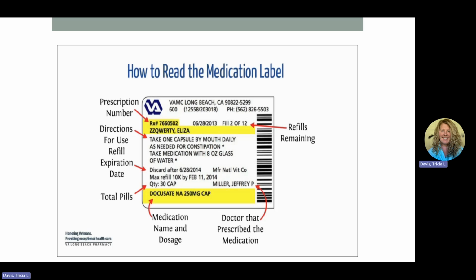This is an example of a medication label that you will probably see more so in an outpatient setting. So this is what a medication label would look like if you picked up your prescription from Walmart or CVS or something like that. So we don't typically see all of this per se in the hospital setting because it's just usually single doses, but this is something that you would see in the outpatient setting. So you have your prescription number, the patient's name, any directions for use. So take 1 capsule by mouth daily as needed. And then here's some special instructions. Take medication with an 8-ounce glass of water, total amount of pills in the prescription, and if they have any refills remaining.